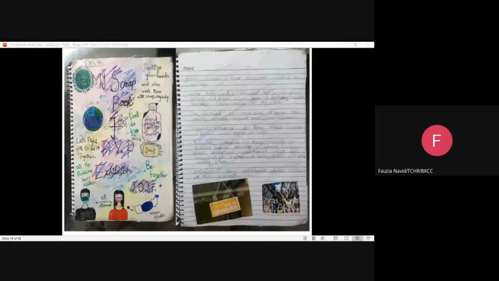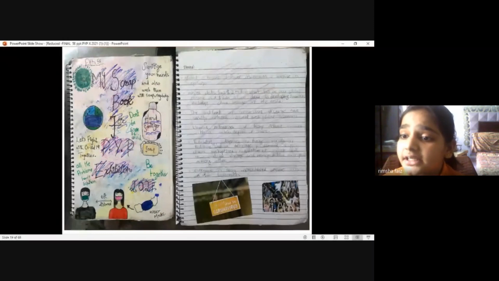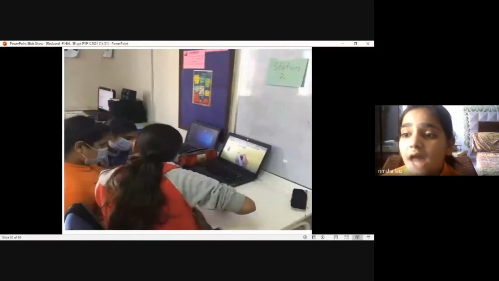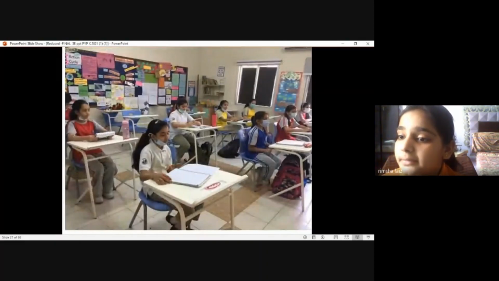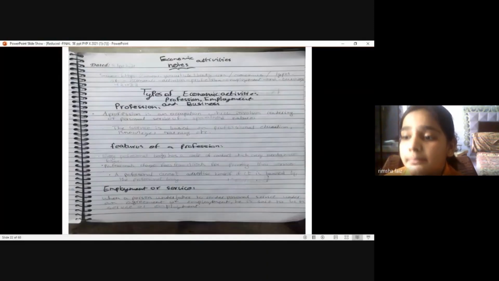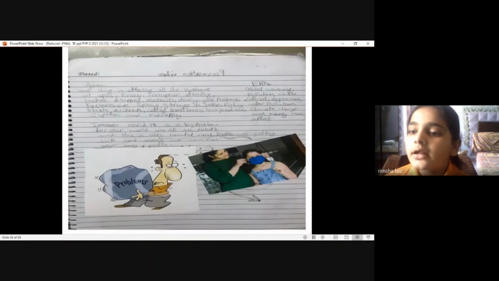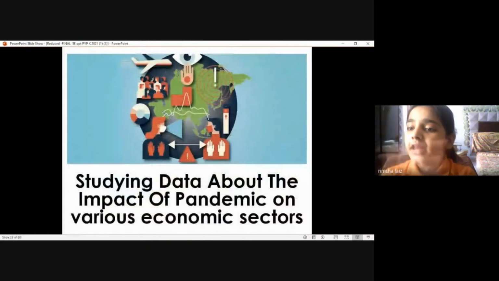Our first step of the inquiry was to explore various types of economic activities and interconnections between them. We read articles and explored authentic websites and found out that economic activities can be divided into three types: environment, profession, and business, and they are all dependent on each other, and all of us are connected through them.